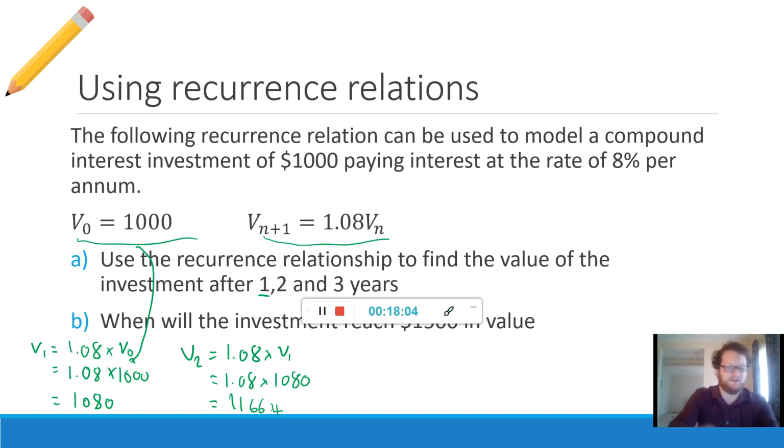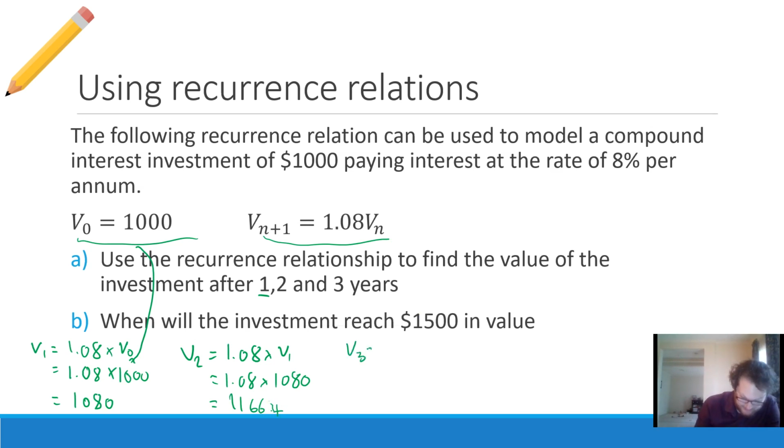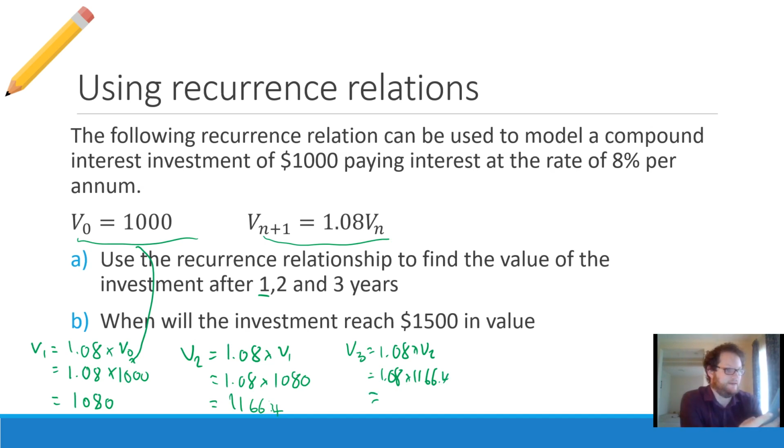Okay, one sec. Okay. So the next one, V3, is going to be the same thing again. V3 equals 1.08 times V2, which is going to be 1.08 times 1166.4. And I'm just going to push equals again on my calculator. And that's 1259.7.